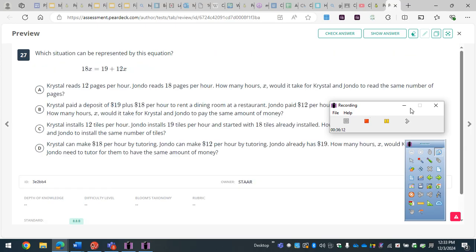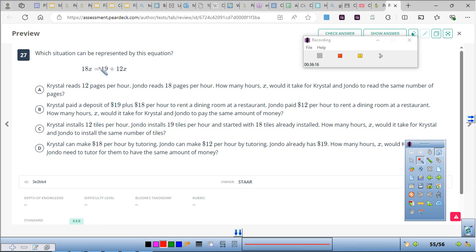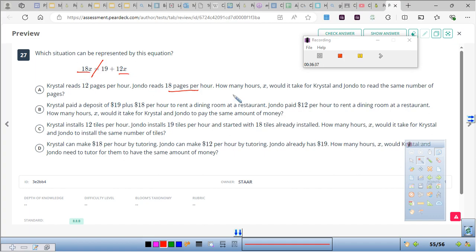Oh, last question. Thank you, Bob. On this one, you basically want this side equal to this side. So look for these numbers together, on the same side, the same sentence. Crystal reads 9, 12 pages per hour. 18 pages per hour. Two different people, two different sides. How many hours would it take for Crystal and John to read the same amount?